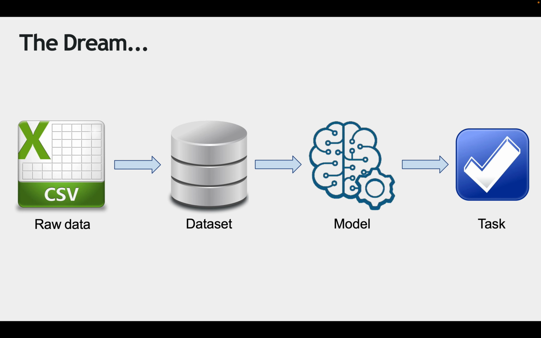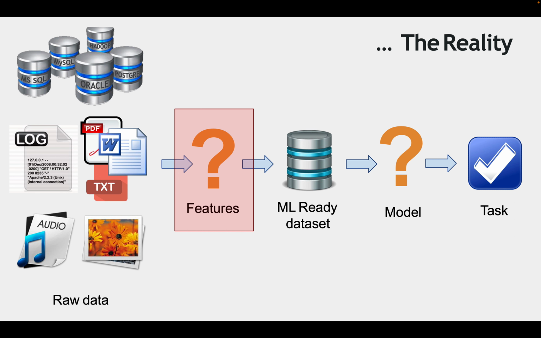The dream: raw data, data set, model, task. This is the dream. You put in raw data, a data set is made, then the model, and the task is done. But this is not possible. You can't just provide raw data. You have to provide features.